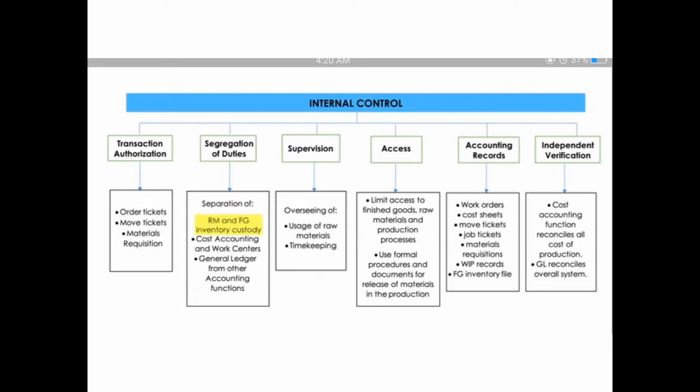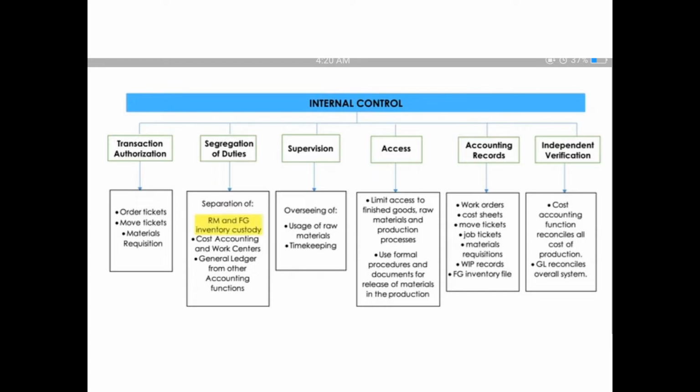As we discussed earlier, the conversion cycle exists in the services and retail industries. There are six types of internal control that will be discussed in this chapter. The first one is transaction authorization. The second one is segregation of duties. The third is supervision. The fourth one is access. The fifth one is accounting records. And the last one is independent verification.